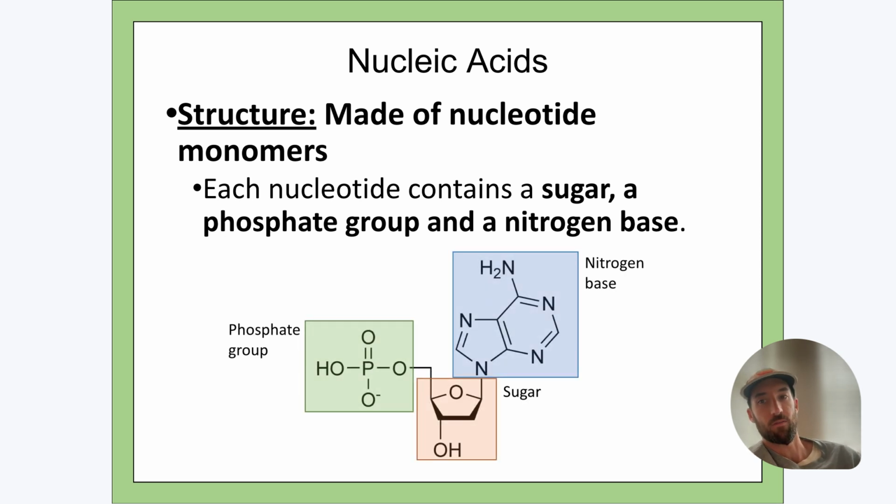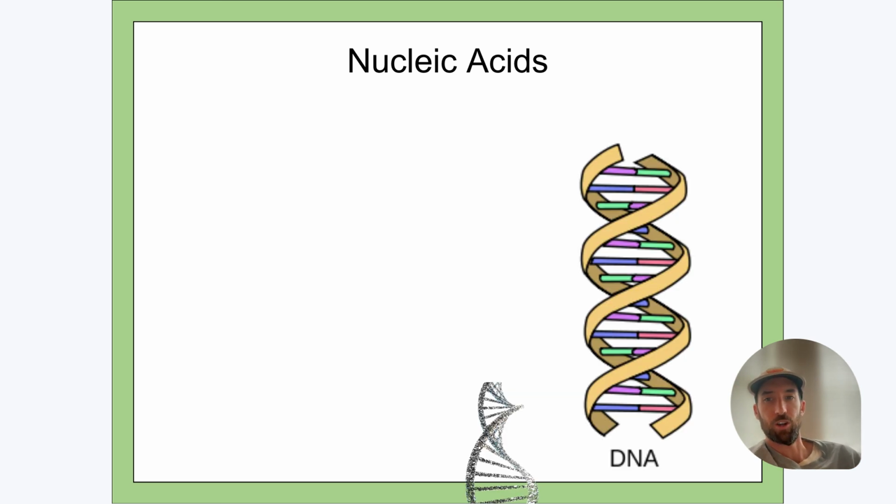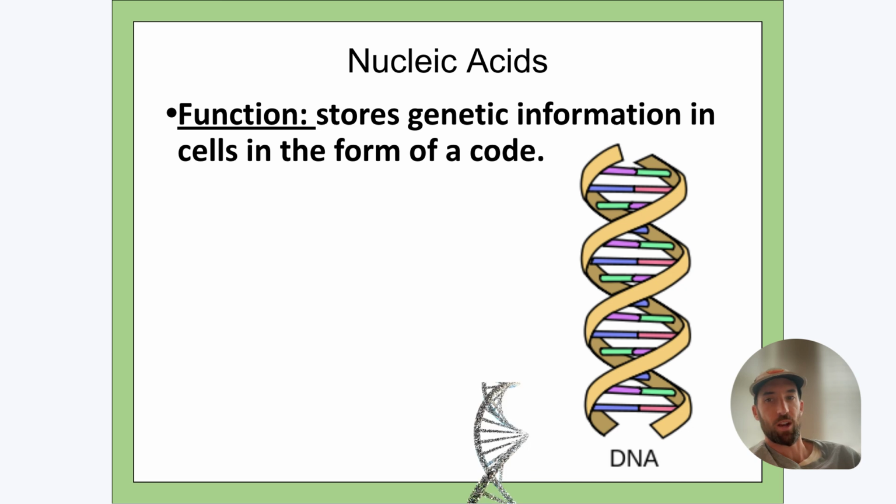Each one contains a sugar, a phosphate group, and a nitrogen base. We'll talk a lot about the nitrogen bases and how that forms our DNA and our genetic information. And their function is to store genetic information in cells in the form of a code.